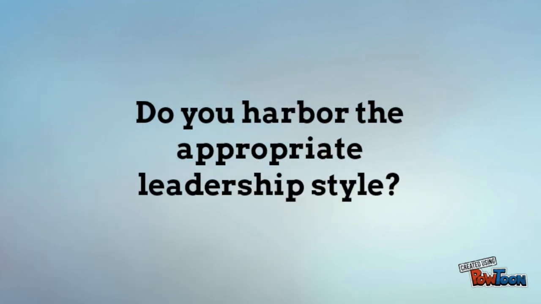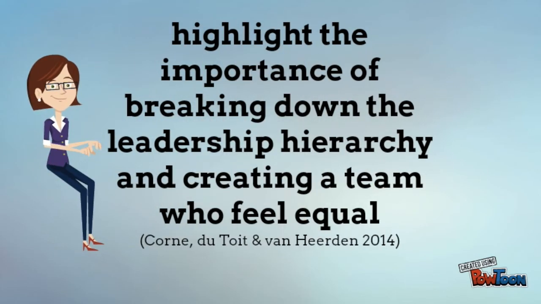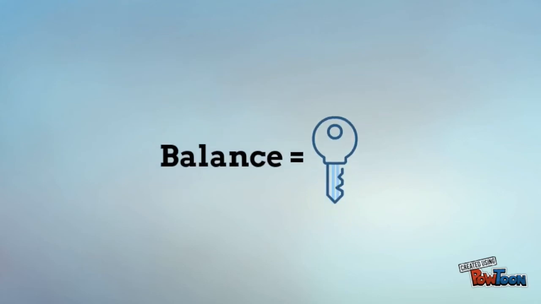A common problem encountered by leaders is whether or not they harbour the appropriate leadership style relative to the intentions of the team. Korn, Detroit, and Van Heerden highlight the importance of breaking down leadership hierarchy and creating a team who feel equal. A diminished power imbalance creates a nurturing environment and in turn facilitates open interaction between consumers, staff, and other members of the team.